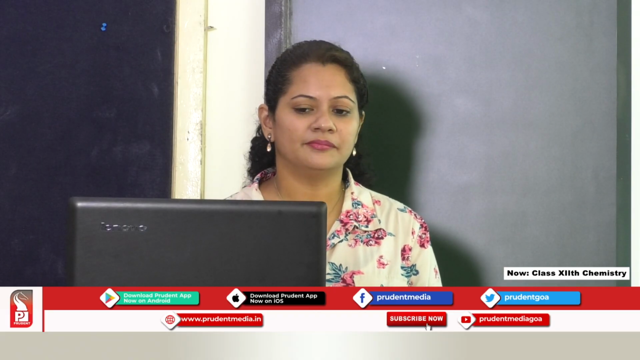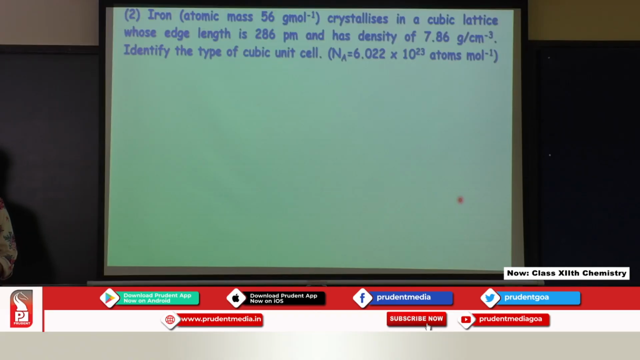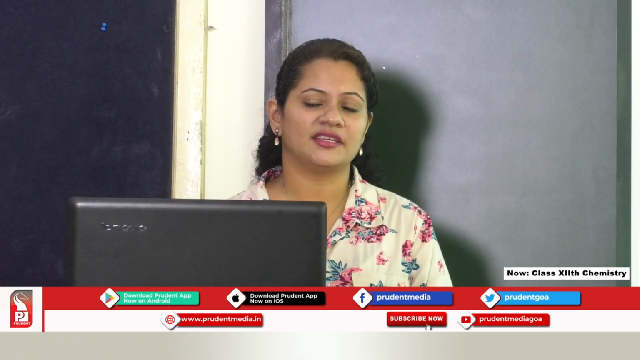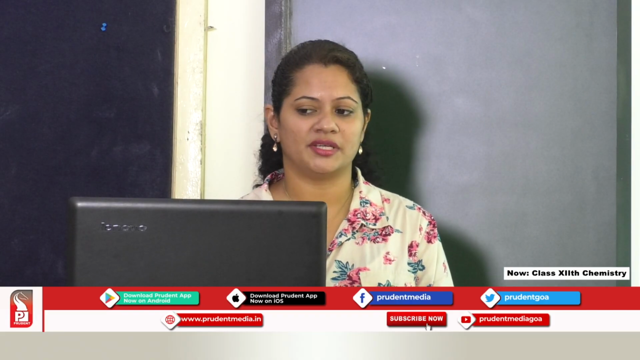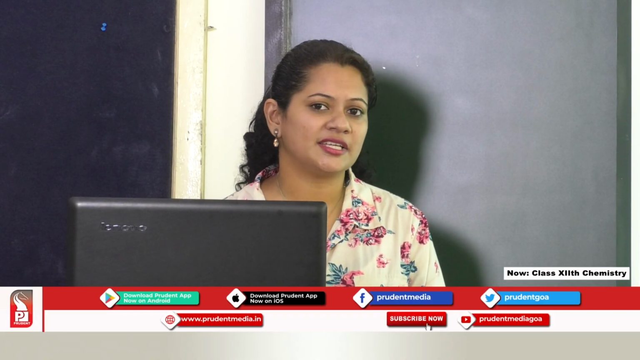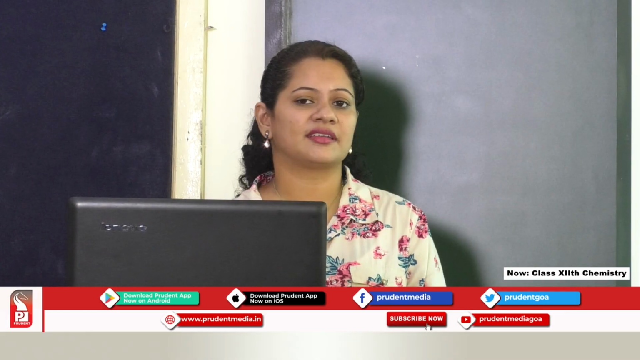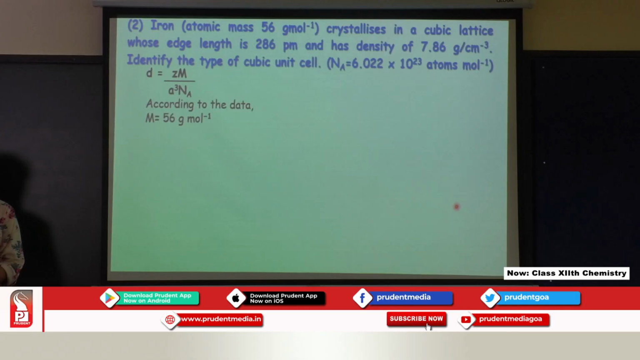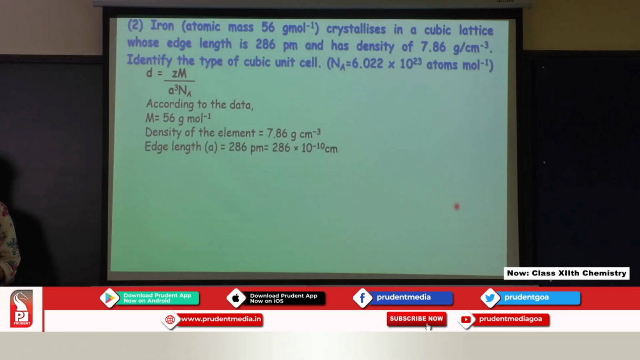Another example: iron having atomic mass 56 grams per mole crystallizes in a cubic lattice whose edge length is 286 picometers and has a density of 7.86 grams per centimeter cube. Identify the type of cubic unit cell. We use this formula, density is equal to ZM upon A cube Na. We list out all of the data.